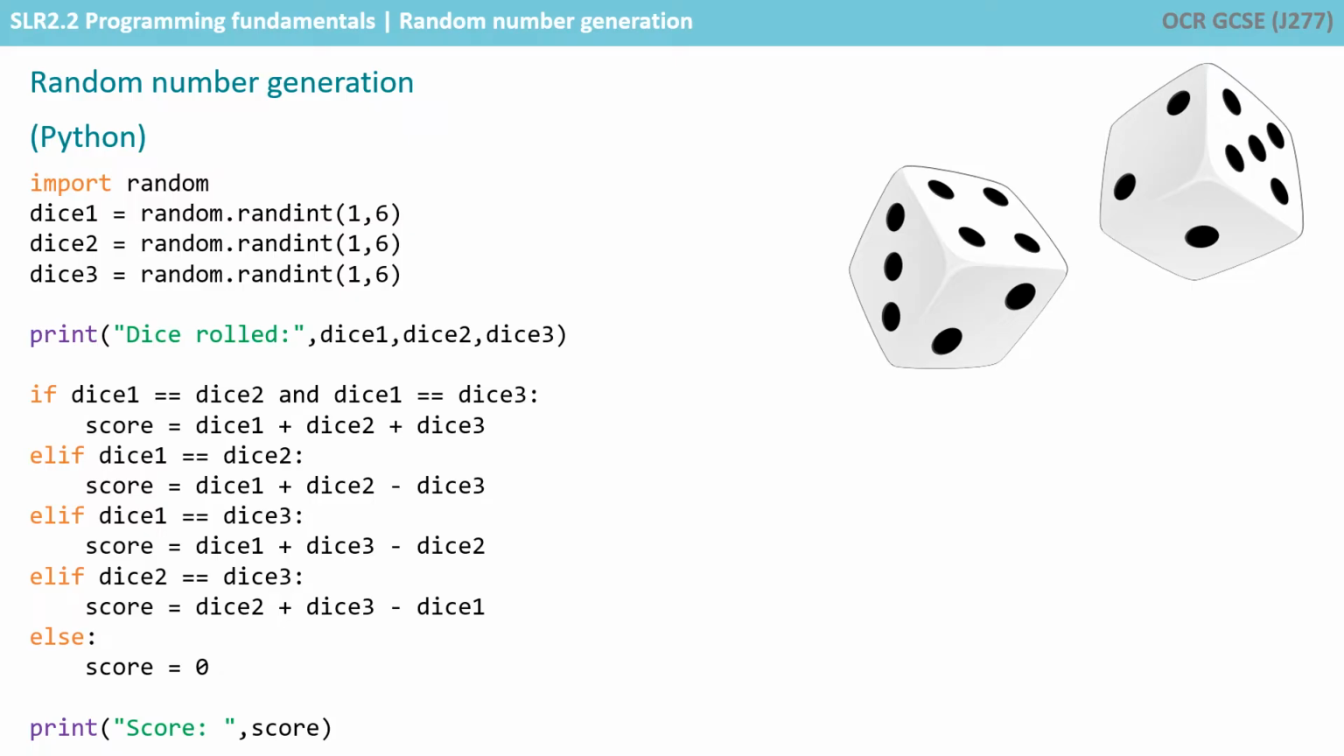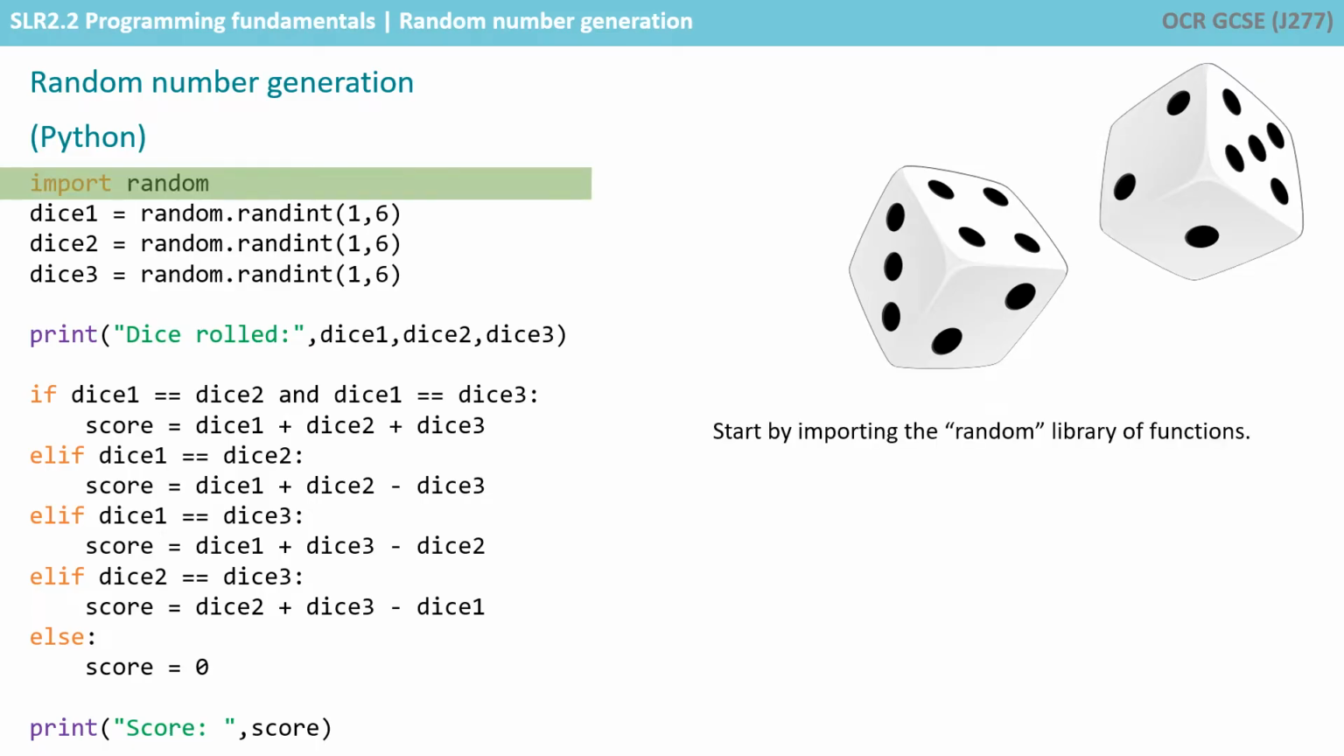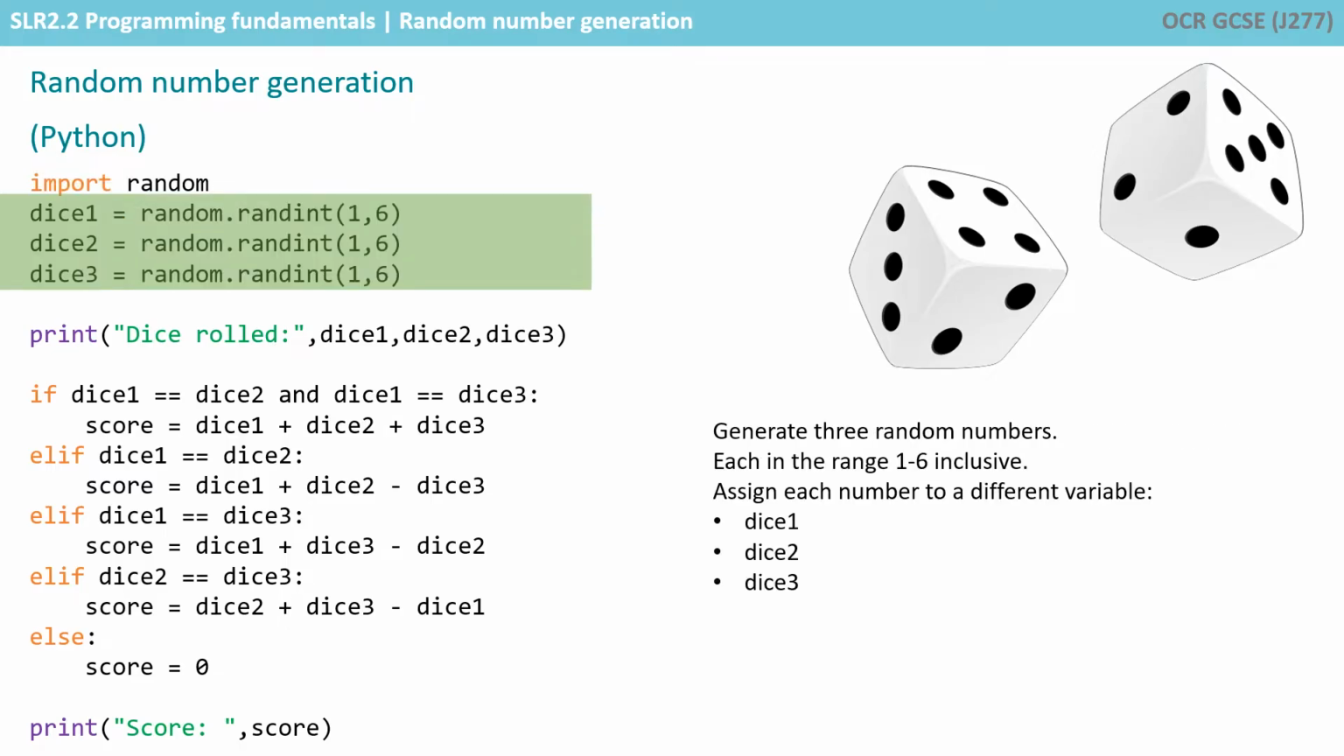Here, we've got some example code written in Python that shows how we might generate and use random numbers. So in Python, we start by importing a random library of functions called random. Here we have 3 lines of code, and each line is generating its own random number.